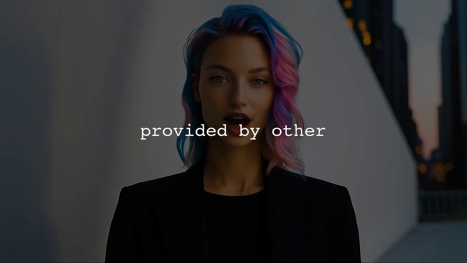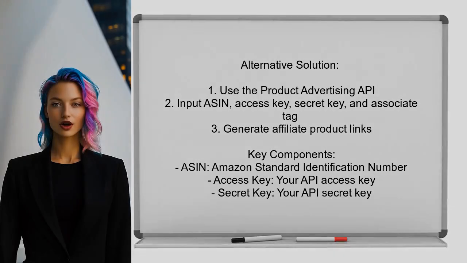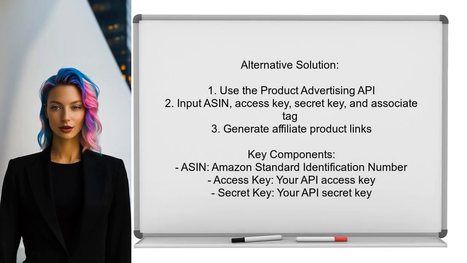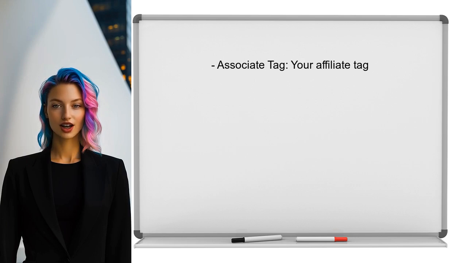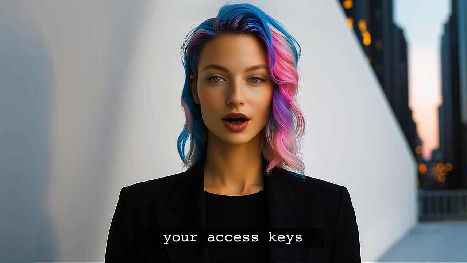Now let's look at the answers provided by other users. An alternative approach suggested by another user is to utilize the Product Advertising API provided by Amazon. This API allows you to programmatically generate affiliate product links using the product's ASIN, your access key, secret key, and associate tag. Here's that crucial tip I promised.